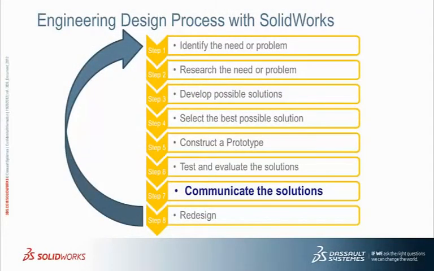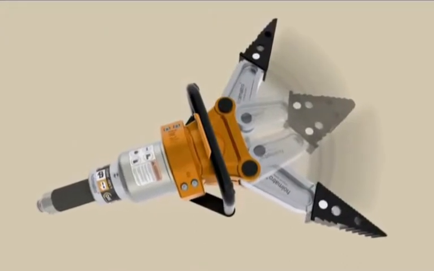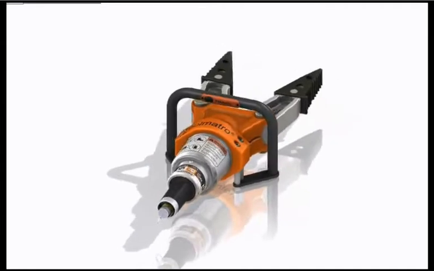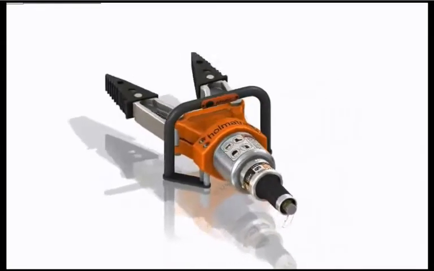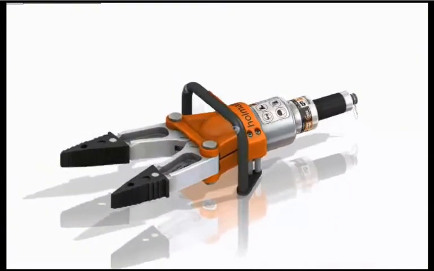Step 7 is to communicate your solution. At this stage, you present your solution to your superiors or the public. SOLIDWORKS offers many tools, such as animations, which can help you during a presentation. SOLIDWORKS can also help improve collaboration by allowing team members to access SOLIDWORKS files. You can use these features to send drawings to your peers and effectively communicate your solution.